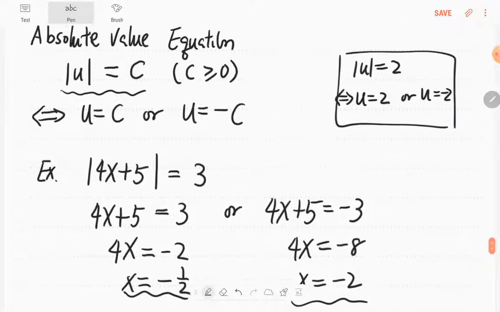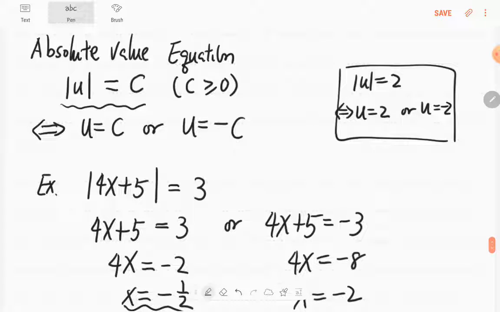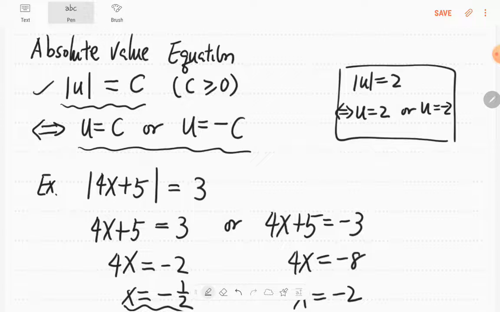Many students have trouble with this kind of equation. Keep in mind, for all absolute value equations, you need to convert that equation into this form, then use this property to get rid of the absolute value sign.